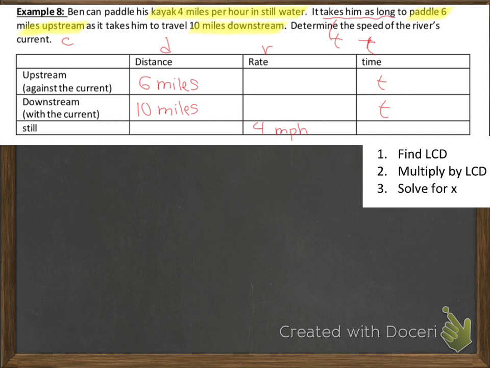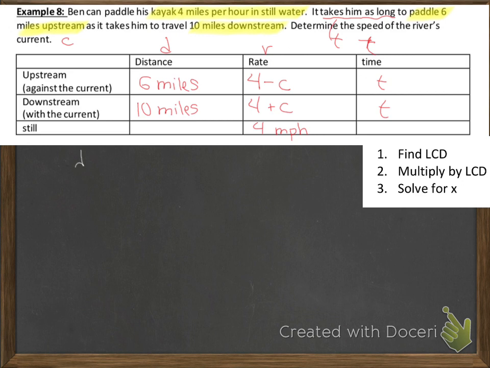So how can we write the rate for upstream? Well, his natural rate, without any current, is 4. Is the current helping him or hurting him if he's going against it? If he's going upstream against the current, then the current is taking away from his natural speed. If he's going downstream, with the current, then the current is pushing him along and adding to his speed. So this is the completed table.